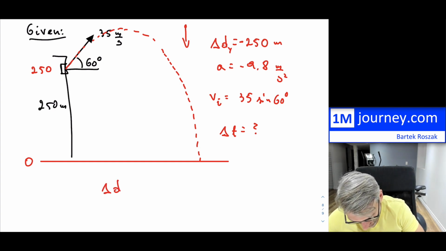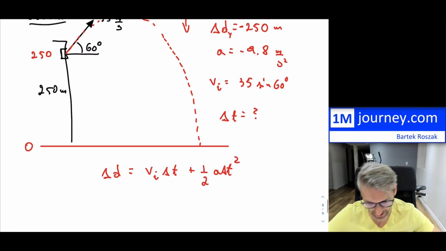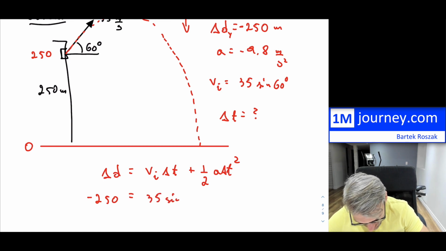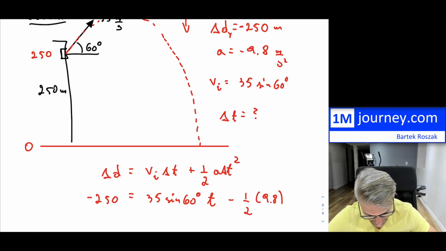The displacement is equal to the initial velocity, I'm going to drop the vectors there, times t plus 1/2 a delta t squared, and we're trying to find delta t. So now we have all of these. Negative 250 equals 35 times sine of 60 times t, I'm just going to put t instead of delta t for convenience, and then minus 1/2 times 9.8. The negative is just coming from the acceleration, and this is t squared.